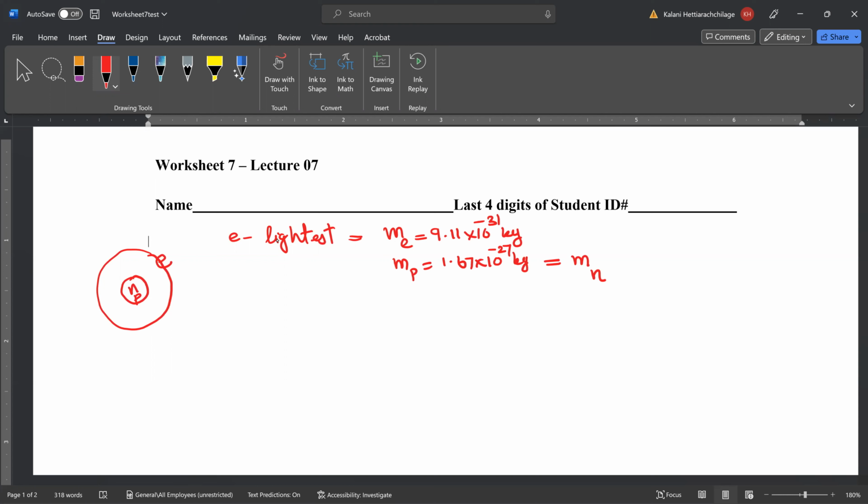In addition to that, the electron has charge, right? It is a negatively charged particle with a charge equal to 1.602 times 10 to the negative 19 coulombs. It is negative for the electron, but the proton has exactly the same charge magnitude, though it is a positive charge, right? So in terms of size, the electron is the lightest one, as we discussed.